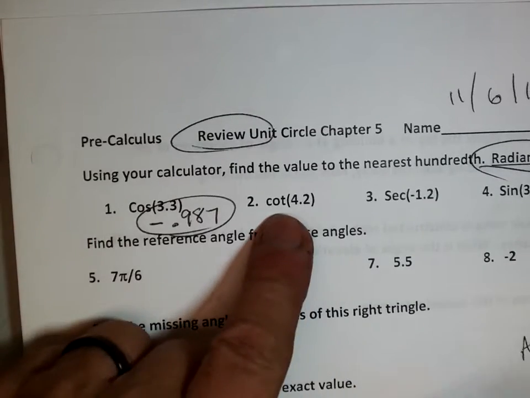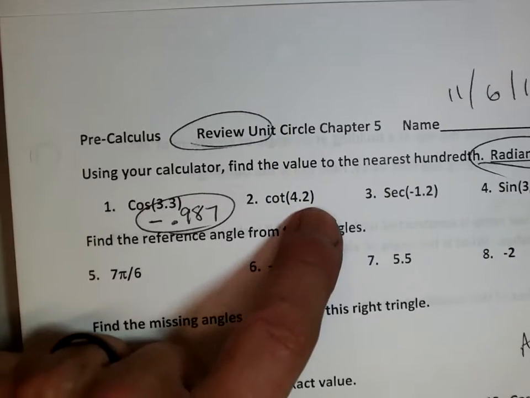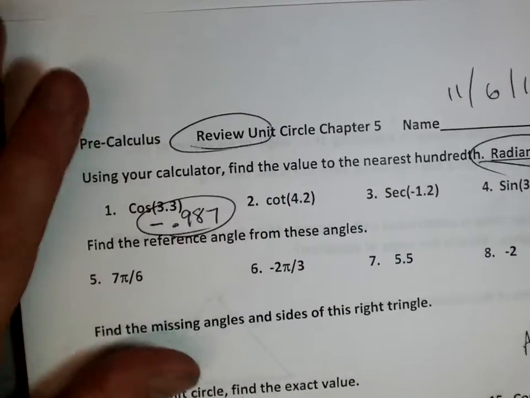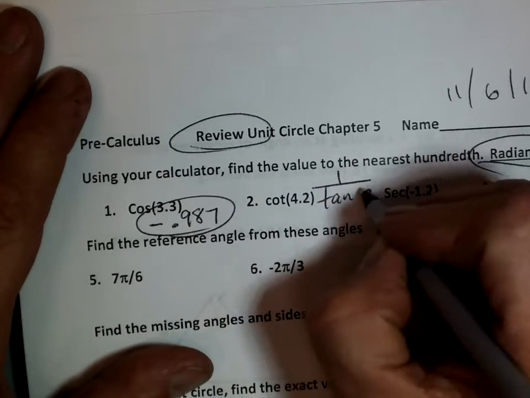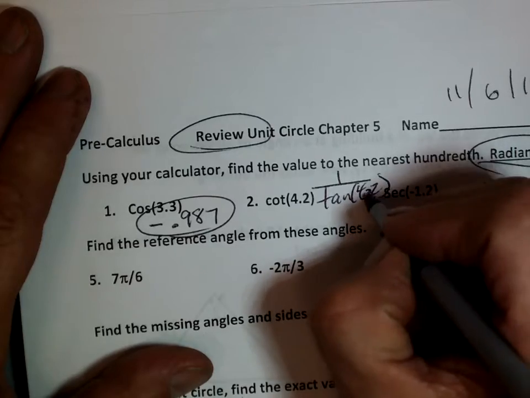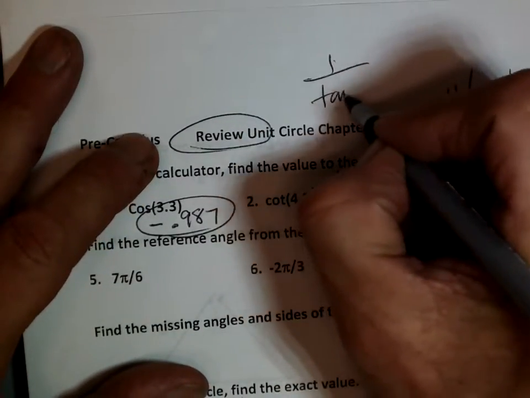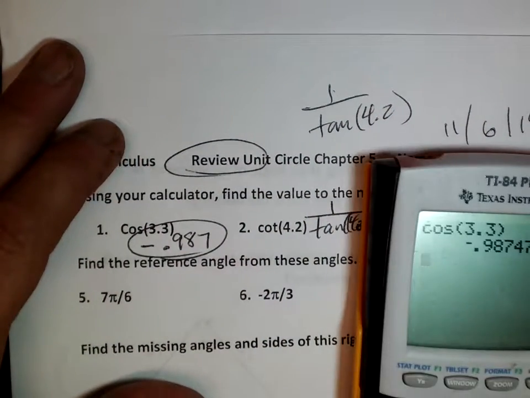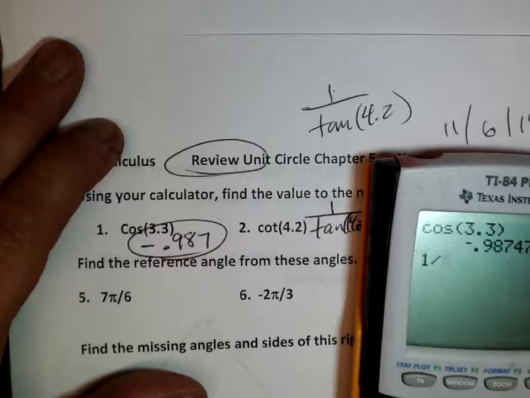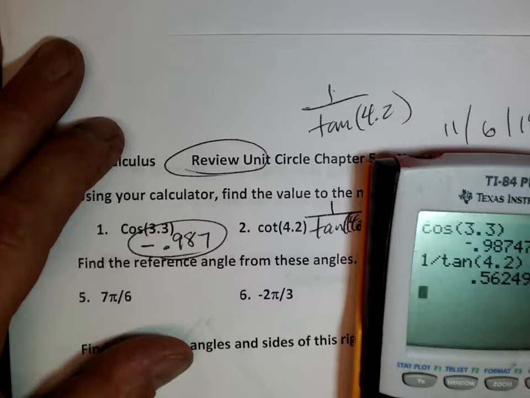Number two, cotangent. Well, there is not a cotangent button on the calculator, but there is a tangent. So we're going to rewrite this as 1 over tangent of 4.2. Sorry, so sloppy. I'll put it up here. 1 over tangent 4.2. And I'm just going to use my calculator, 1 divided by tangent 4.2. And I get an answer of about 0.562.